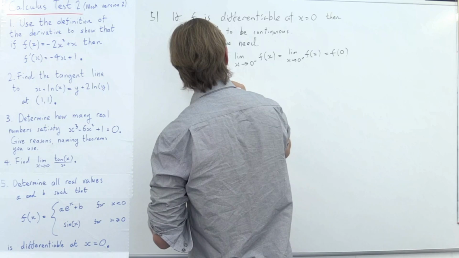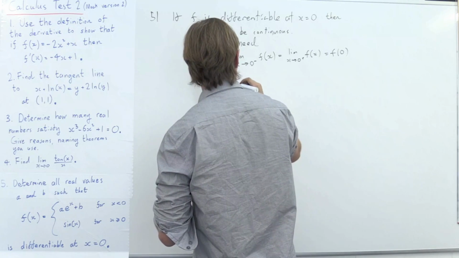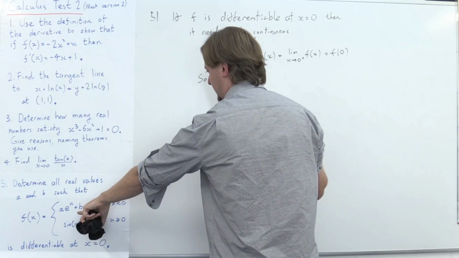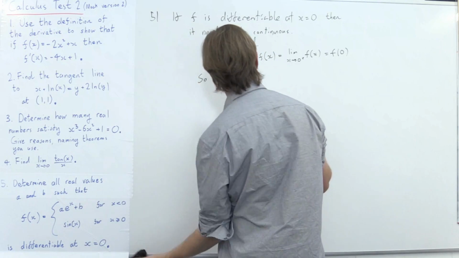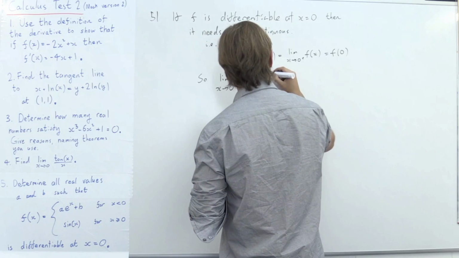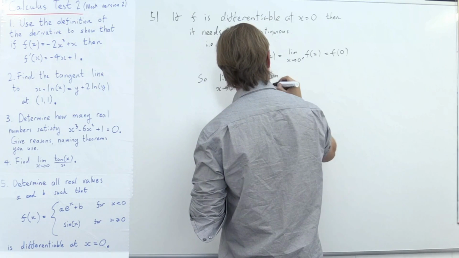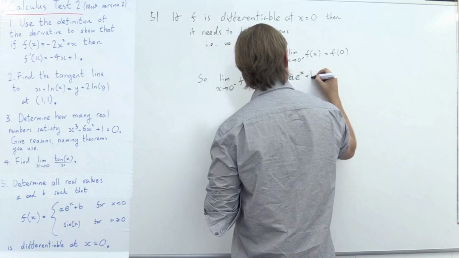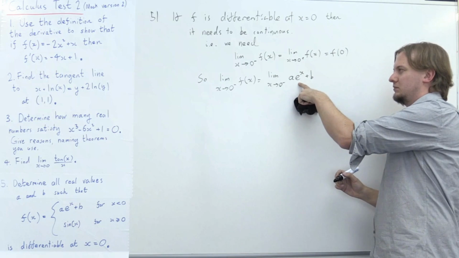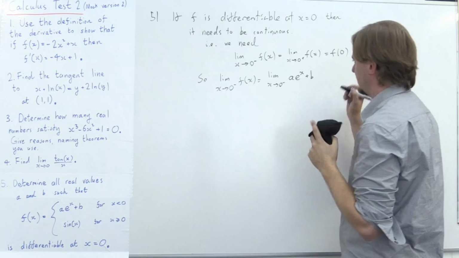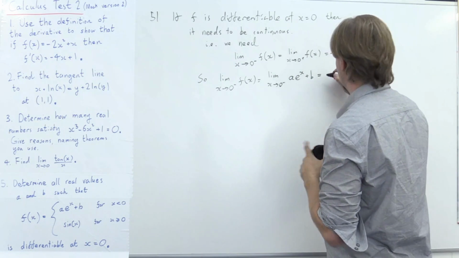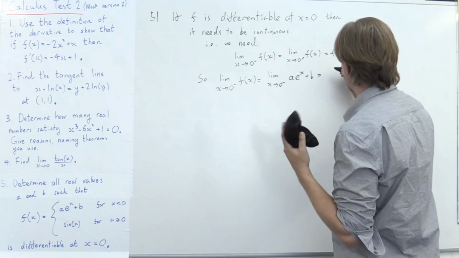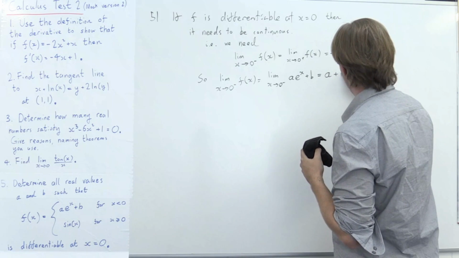So the limit as x approaches 0 from below. Well, I know what the function is defined to be in that case. It's this exponential combination. So it's the limit as x approaches 0 from below of a e to the x plus b. And this is a continuous function, so I know what its limit is at 0. If I'm approaching from one side, it's the same. So this is just going to be a e to the 0 plus b, which is a plus b.